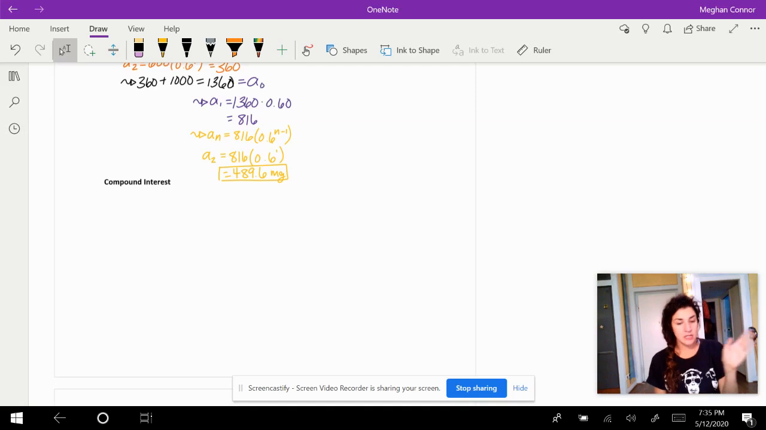Okay, so we're going to split up our notes now and talk about compound interest. Your homework today does not talk about it, but I do want you to make sure that you learn about this before the next time we see each other. Compound interest is the number one way of applying geometric. Actually, no, we're not going to do that.